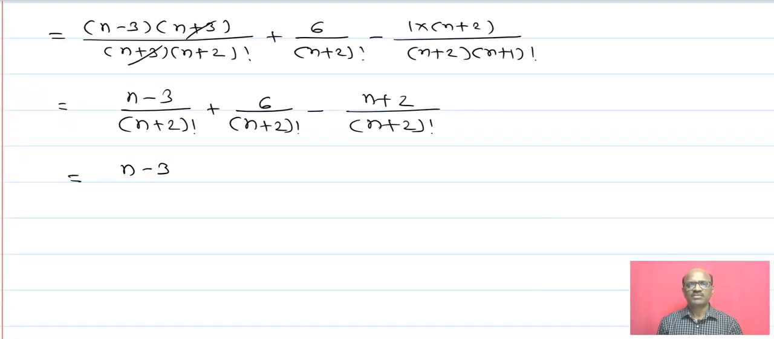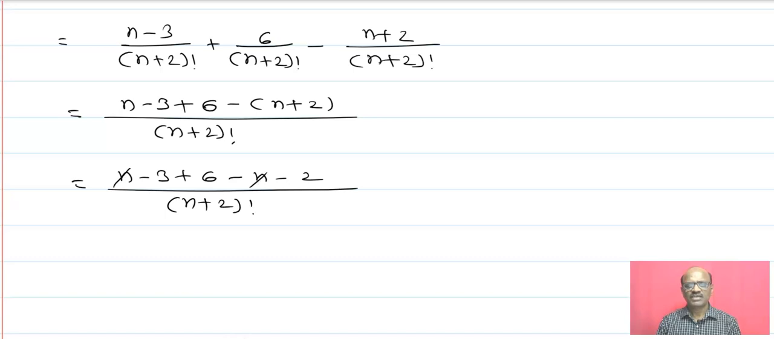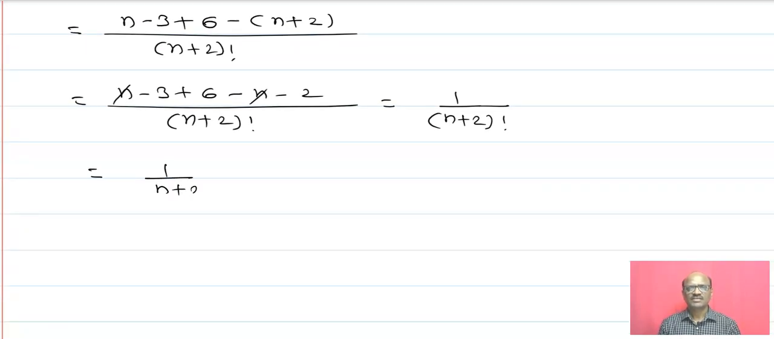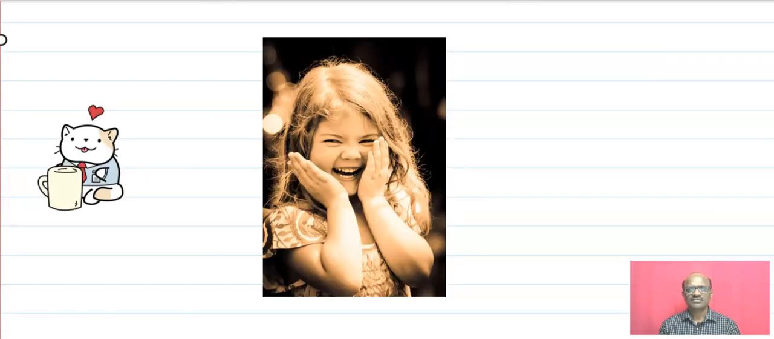Now all of them have the common base. Now we can simplify: n−3 + 6 − (n+2) upon (n+2)!, with n and −n cancellations. You will get 1/(n+2)!, and this is the last example, that is 1/(n+2)!. In this way we have completed the exercise 3.2.